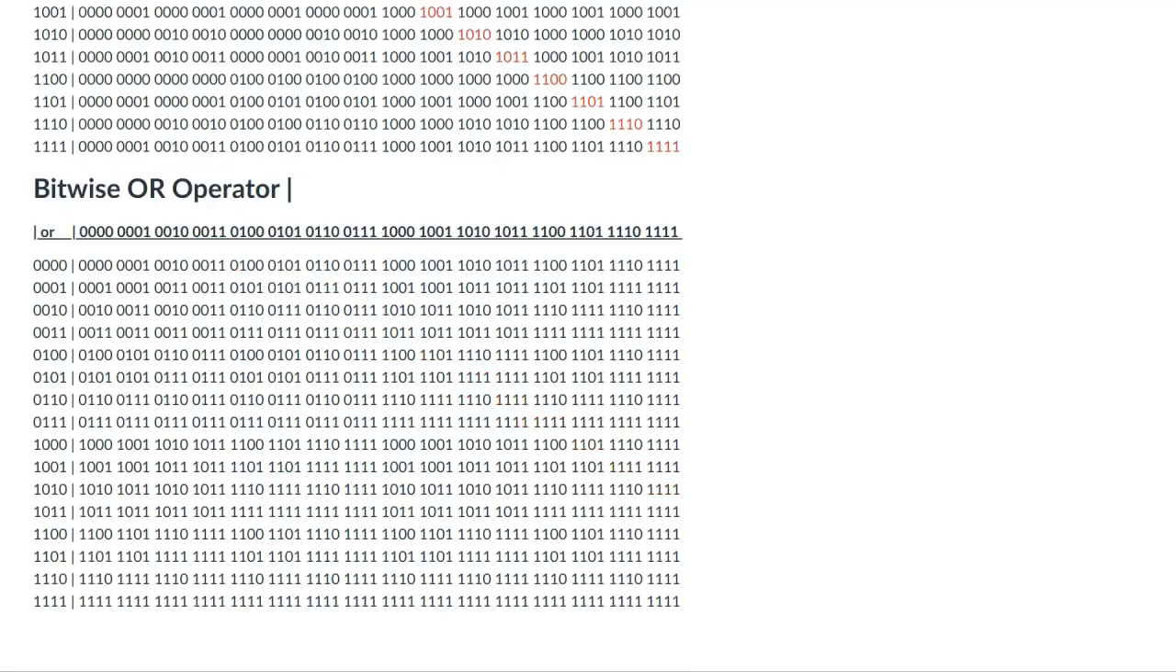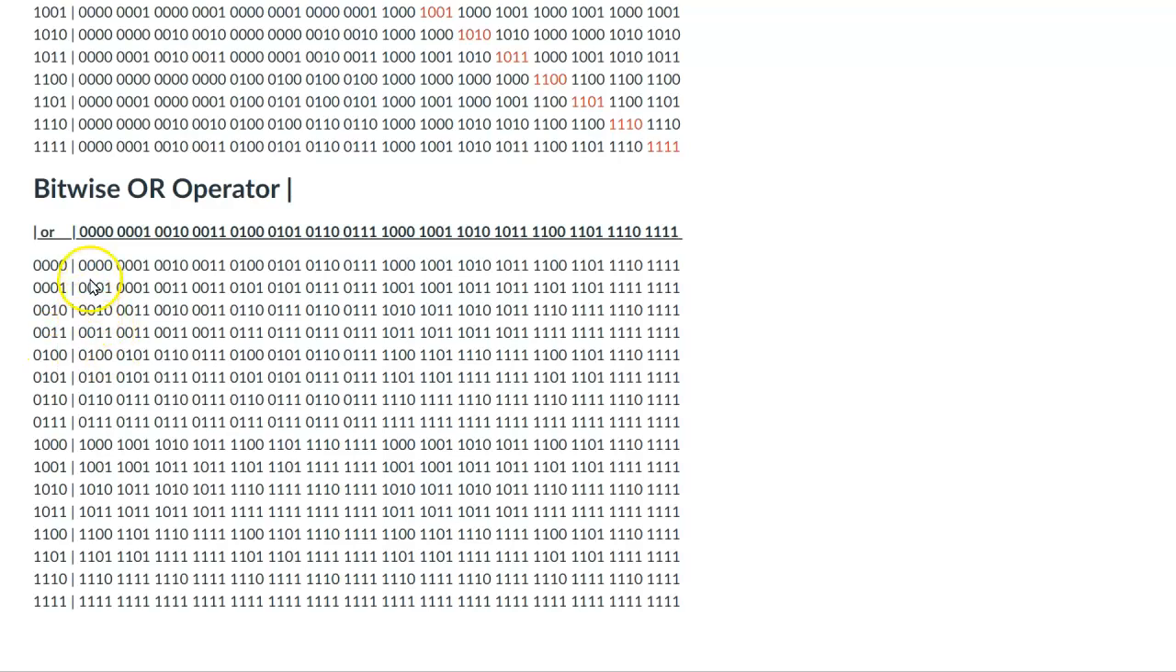For the OR operator, it's a similar situation, but in this case, we will get a 1 if either one of the operands is a 1. And so we can see that if we OR this with something else, say this one right here, we just get the 0, 1, 1, 1, because ORing with the 0, 1 won't change anything.